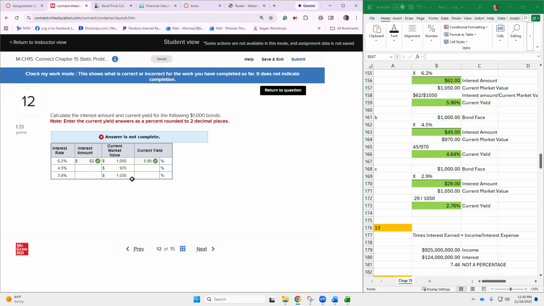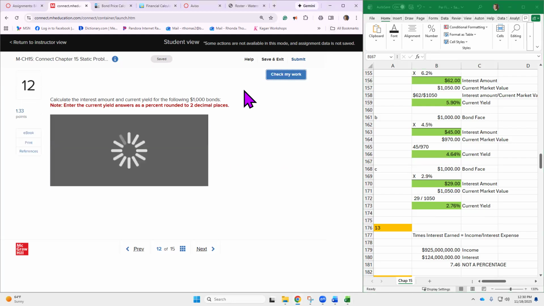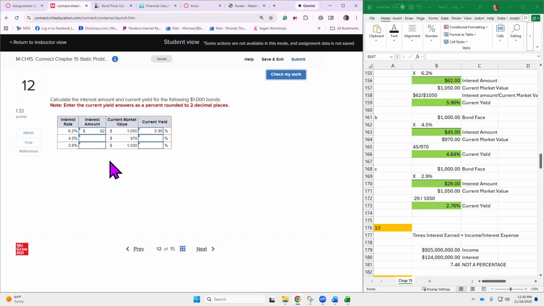All right, so one more time. We're going to go back and put in $45 as the annual interest amount. But then we divide it by the market value, how much it's selling for in the market. And it turns out to be, and they want it to 2 decimal places.